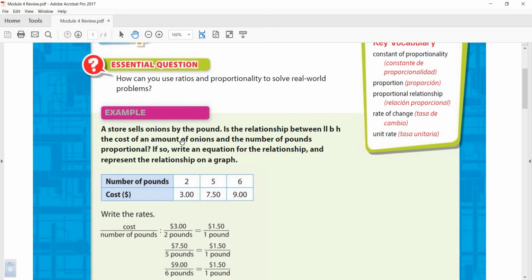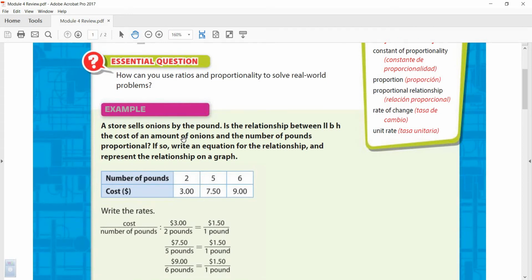It says a store sells onions by the pound. Is the relationship between the number of pounds of onions and the cost of onions proportional? If so, write an equation for the relationship and represent the relationship on a graph.